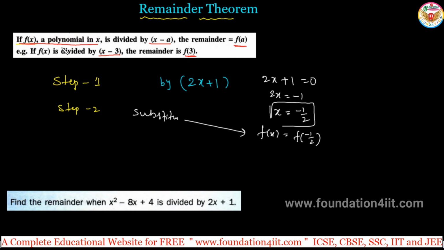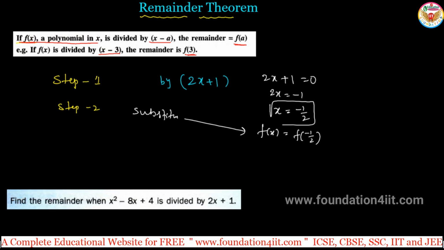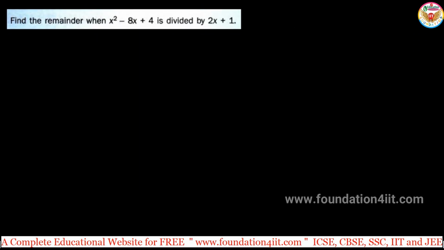So the definition is: for any polynomial, if it is divided by x minus a, then the remainder is f of a. If we divide by x minus 3, the remainder is f of 3. Okay, let us see. Without actually performing the process of division, we are going to find the remainder using this remainder theorem. Right. Now let us see this problem.